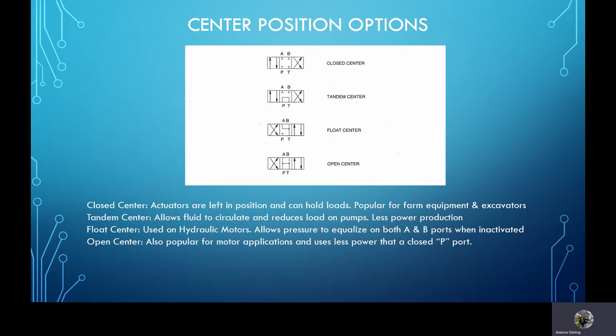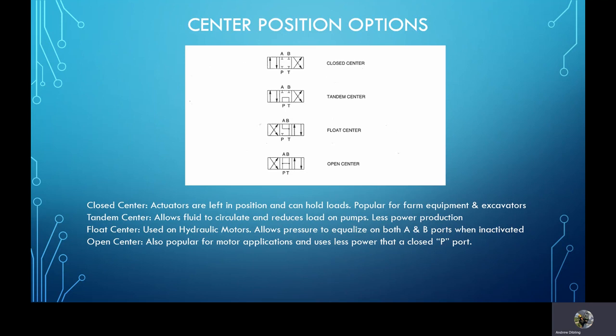There may be an auxiliary braking system with the motor that when it's not activated, a brake is actuated through the control mechanism, but generally motors will have a float center on their three-way valve. A two-directional motor for sure. Now, an open center is similar to a tandem center. It's used on motors, and it's less power because of the fact that you don't have that closed P-port.